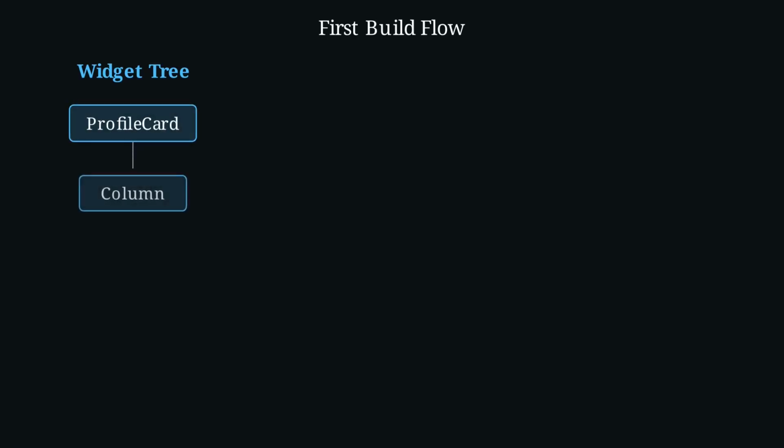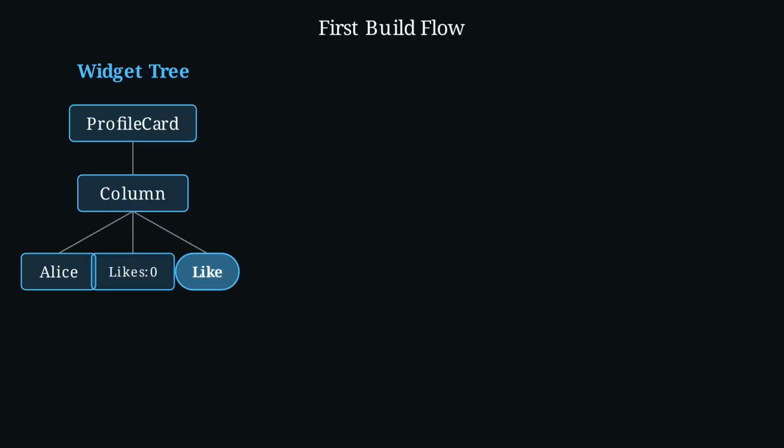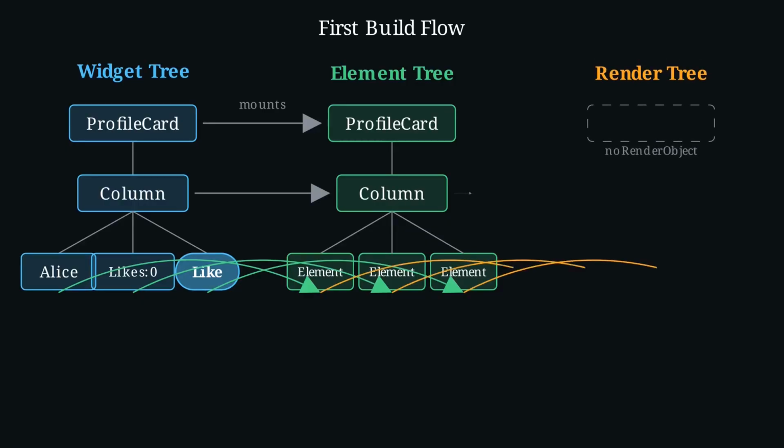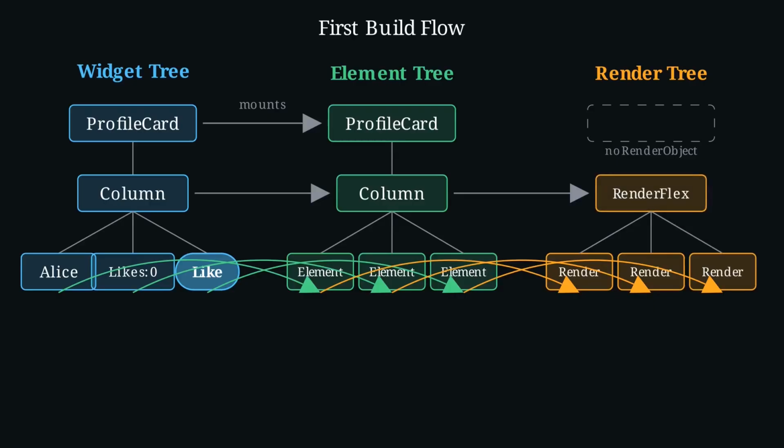Flutter starts with the widget description. It sees profile card. Profile card builds a column. The column has two text widgets and a button. As this description is created, Flutter mounts elements into the element tree. Each element holds the current widget configuration for that location. Then, for widgets that need rendering, elements create or update render objects.